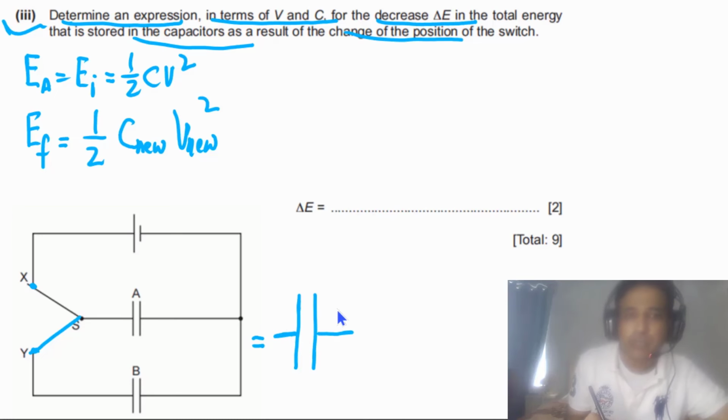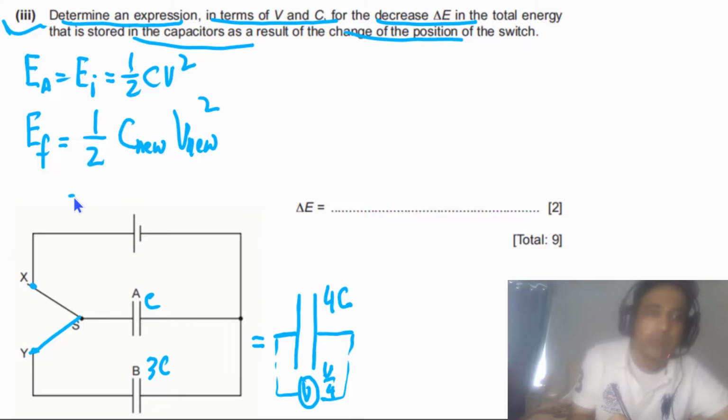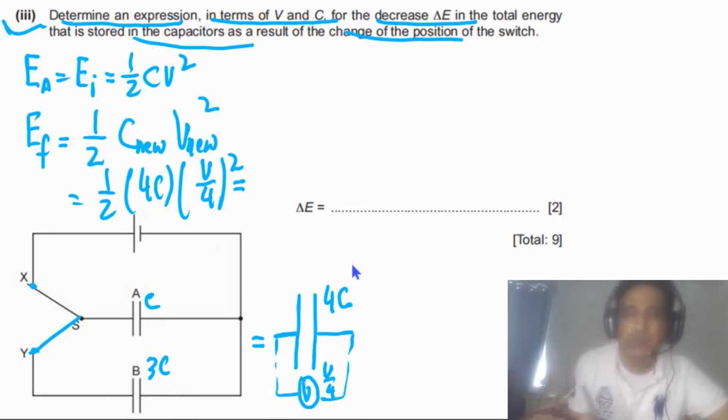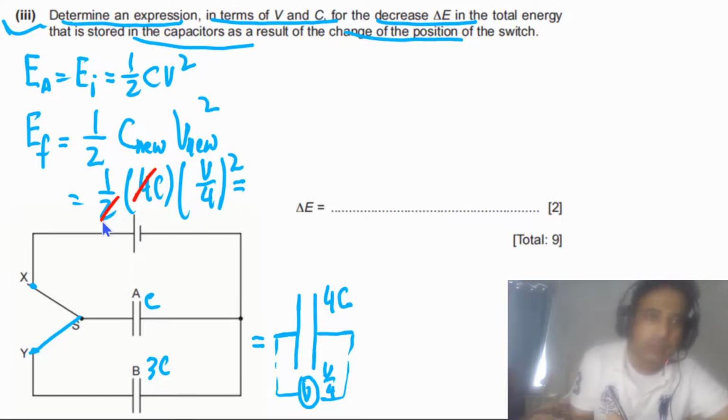Area increases, so capacitance increases. So this has capacitance C, this has capacitance 3C. So the total capacitance is 4C, and we have discussed the PD across this capacitor is equal to V by 4. So simply we can write, this is 1/2, we have 4C, and V new, this is equal to (V by 4) squared. If we simplify this one, you can cancel this 4 with this 2.